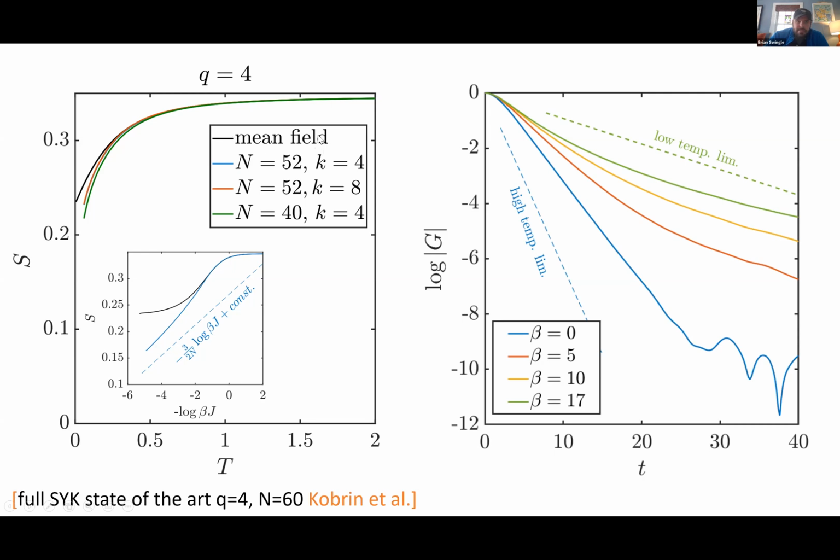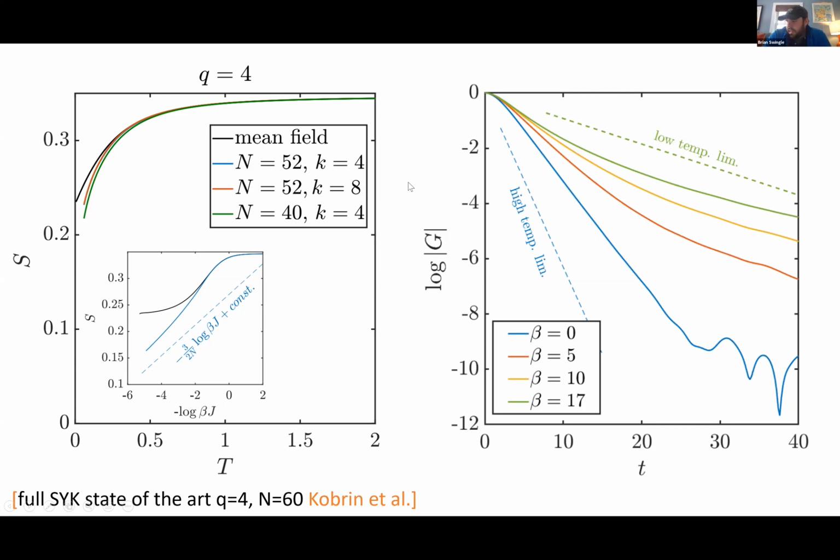And in black is the mean field answer. That means the infinite N answer that you get from solving the Schwinger-Dyson equation. And then blue and red are N equals 52 with two different values of k, k equals 4 and k equals 8. And then green is N equals 40 with k equals 4. So the first thing to notice is that, of course, they all agree perfectly at high temperature. That's not too surprising. That just means we normalized things correctly. Certainly 40 is different from 52, but different values of k at 52 are on top of each other. You can't tell them apart. This red line actually has a blue line under it, but they're just identical. So the value of k makes almost no difference throughout thermodynamics.